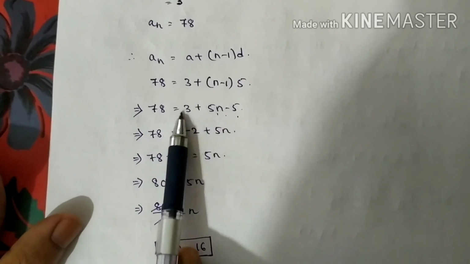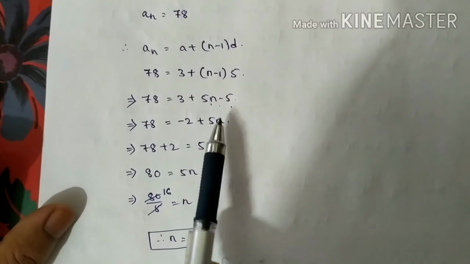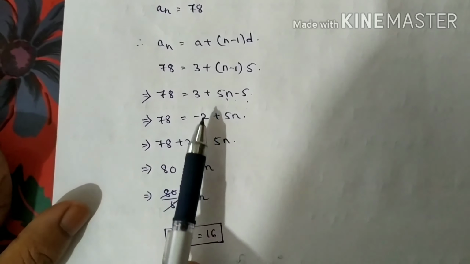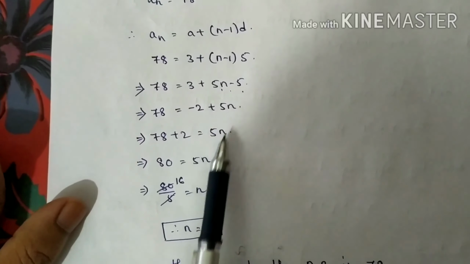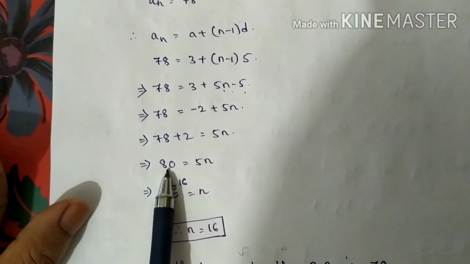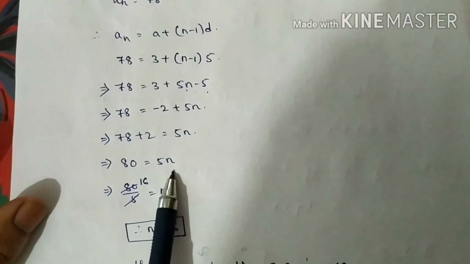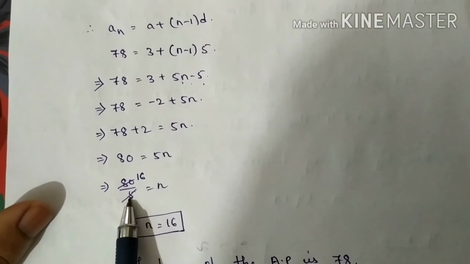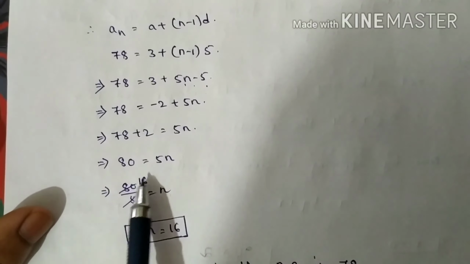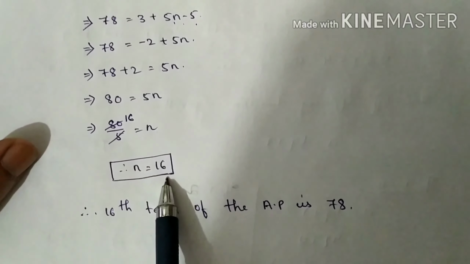Which implies 78 is equal to minus 5 plus 3 is minus 2 plus 5n. So 78, minus 2 transposed to this side, will become plus 2, is equal to 5n. 78 plus 2 is 80, equal to 5n. Now 5 transposed to this side will become divide. So 80 divided by 5 is 16. Therefore the value of n is 16.